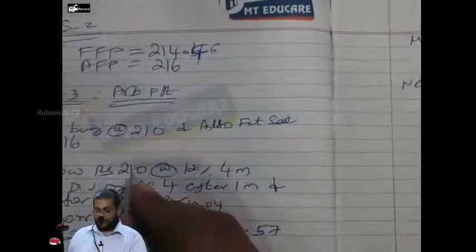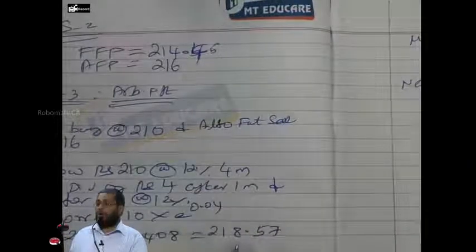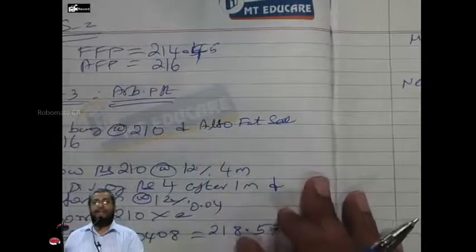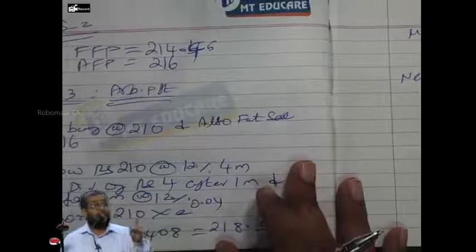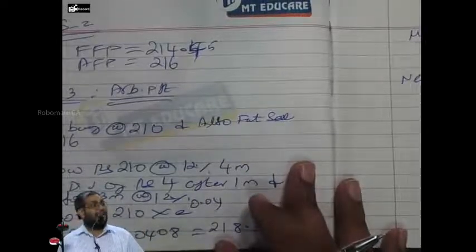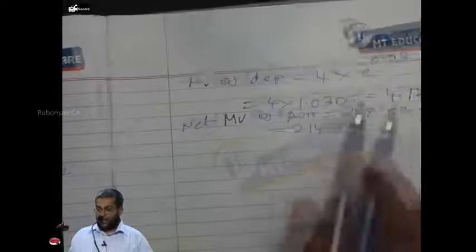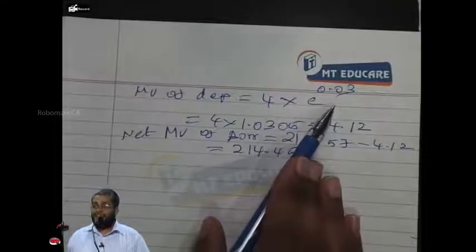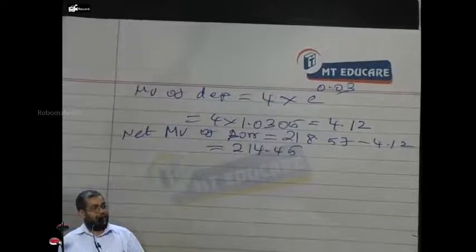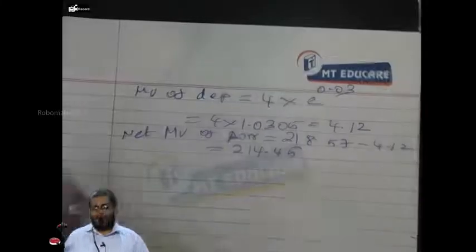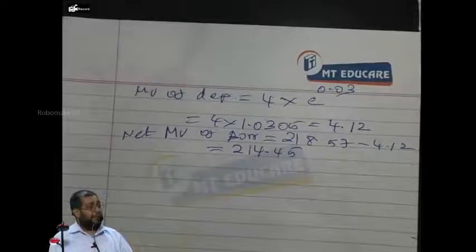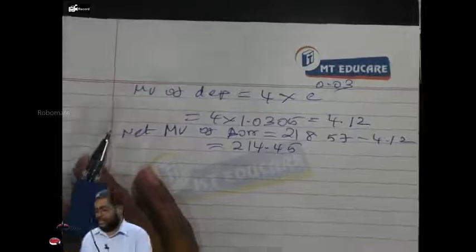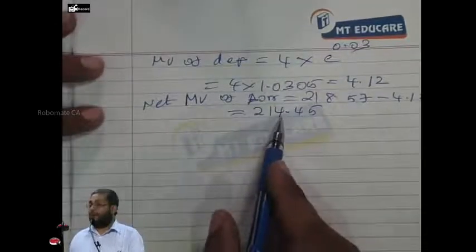Now, if you see, I purchase a share at what spot price? 210. But what is the maturity value of borrowing? 218.57. What is this 18.57 called? Cost to carry. And what is this 4.12 called? Convenience yield. Spot price plus cost to carry minus convenience yield is the fair future price of 214.45. Yes or no? But my future price is how much here? 216. Now tell me, I have to repay net 214.45 or not?